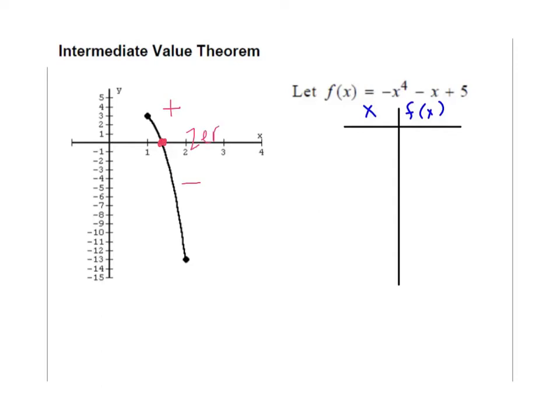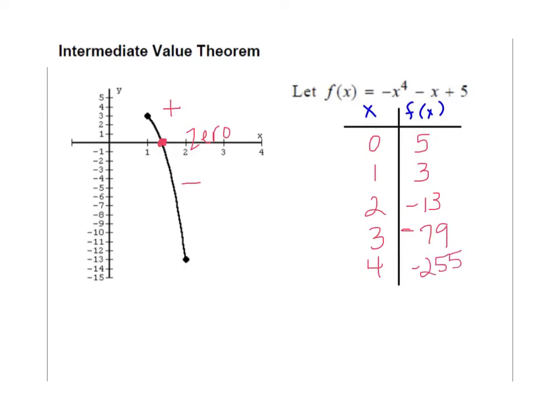The intermediate value theorem just says if there is a sign change in the y values from positive to negative, there exists a 0 between those 2 points. That's it. So say for instance, I put in 0, 5. I have 1, 3, 2, negative 13, 3, negative 79, and 4 is negative 255.